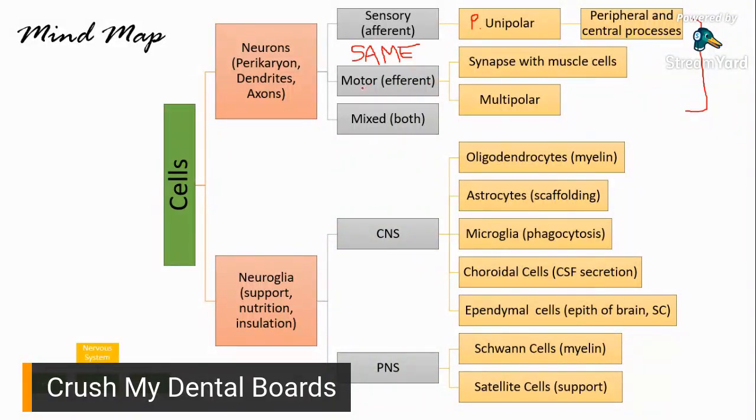Now, motor neurons, we would usually see them synapsing with muscle cells. That's why they're called motor neurons.